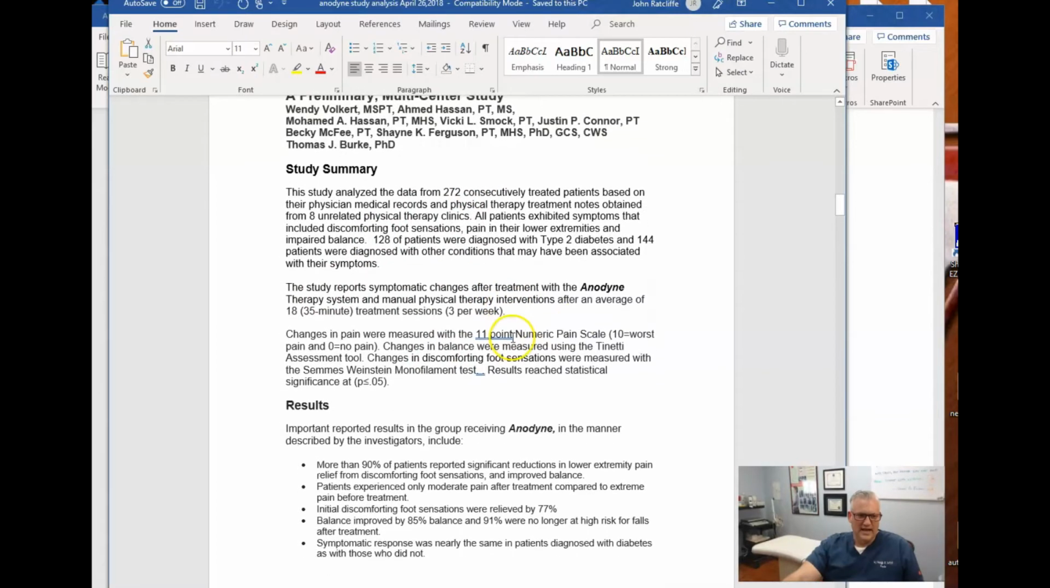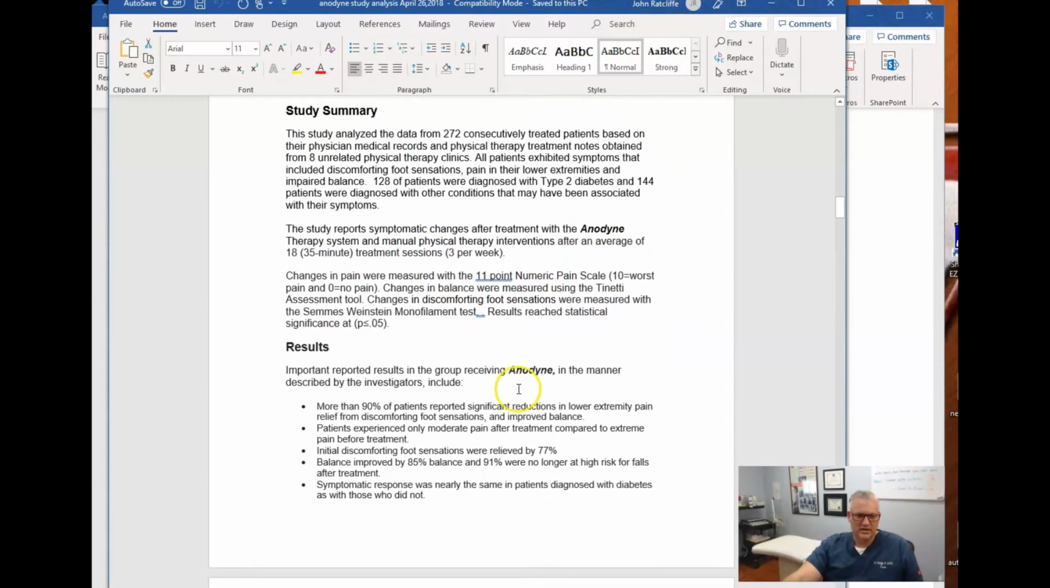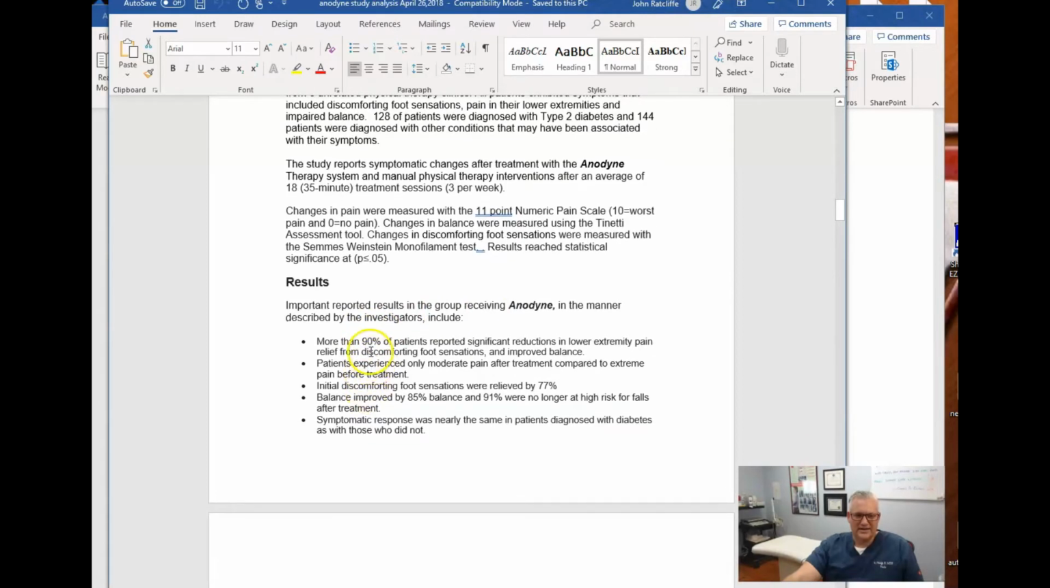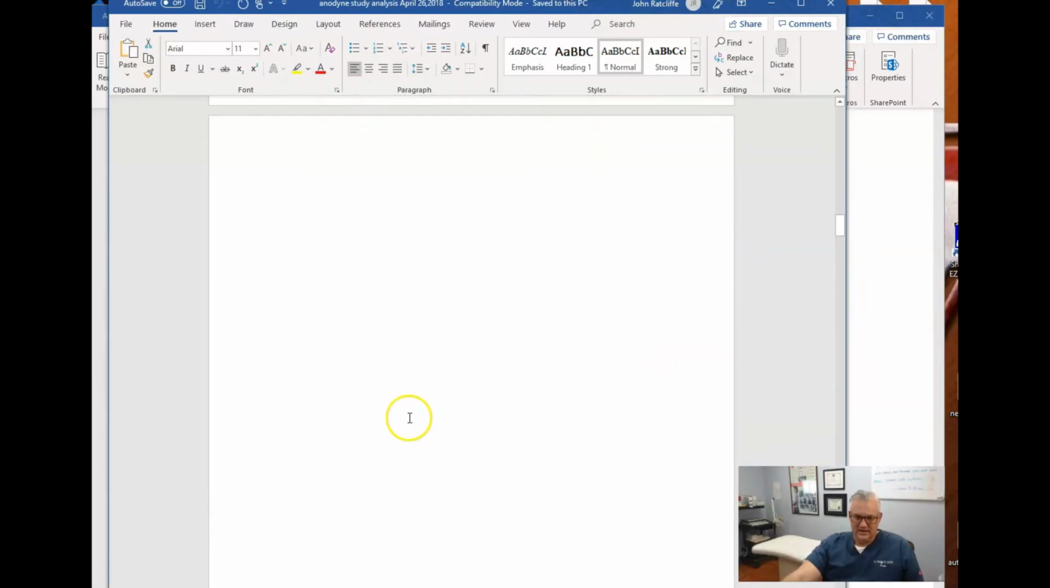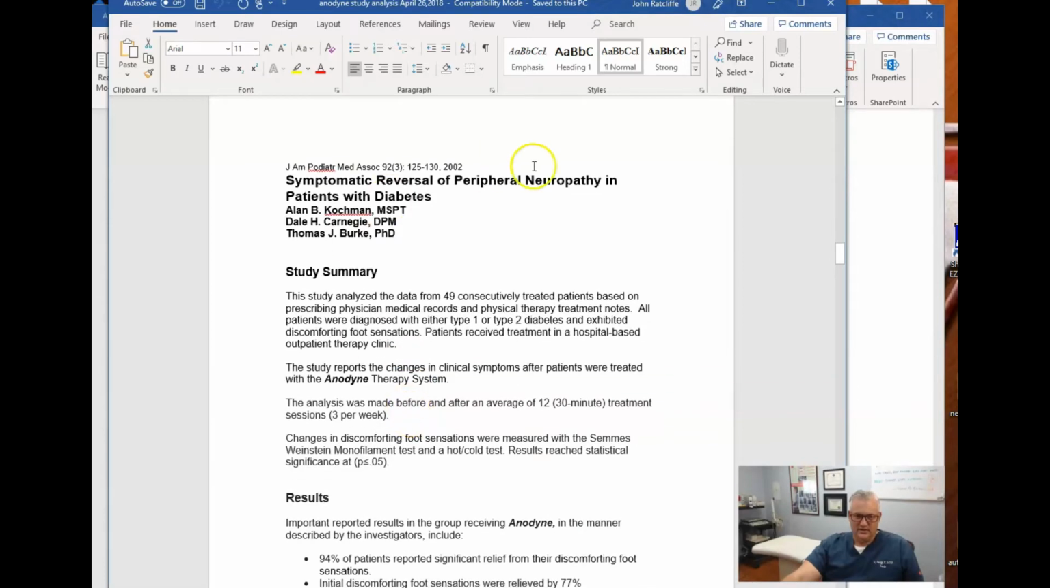So after 18 35-minute treatment sessions at 3 times a week, results, more than 90% of patients reported significant reductions in lower extremity pain, relief from discomforting foot sensations, and improved balance. Okay, and we've got a bunch of other studies we could go through, but I think you get the picture.